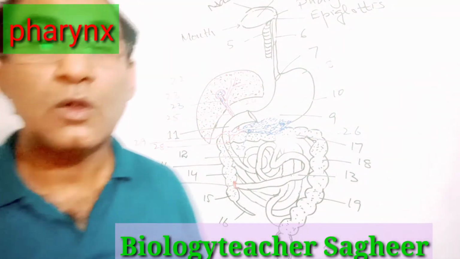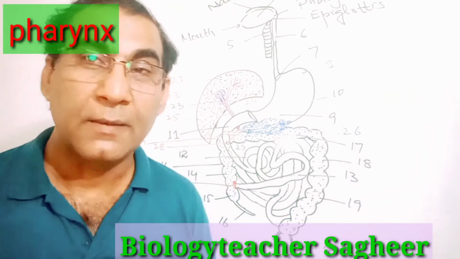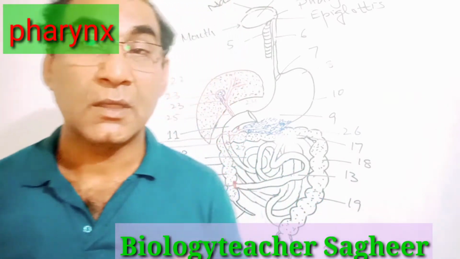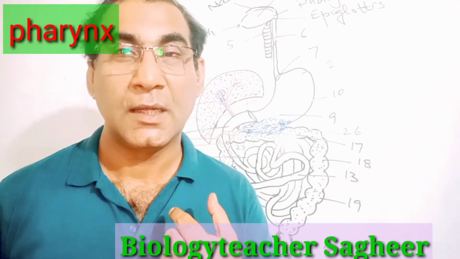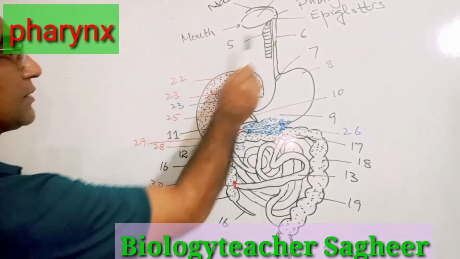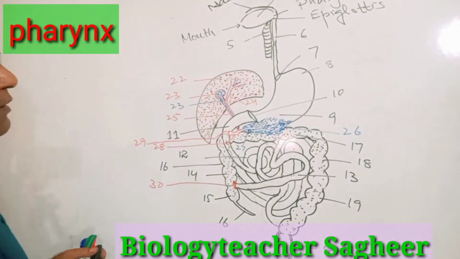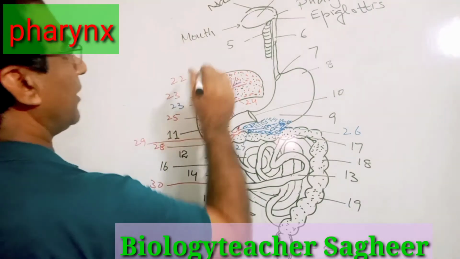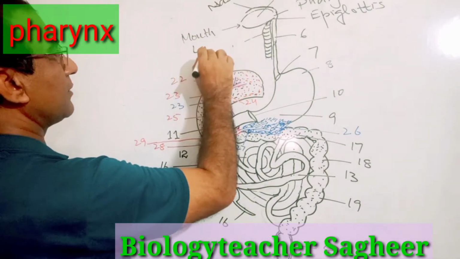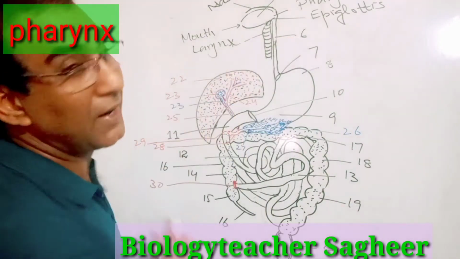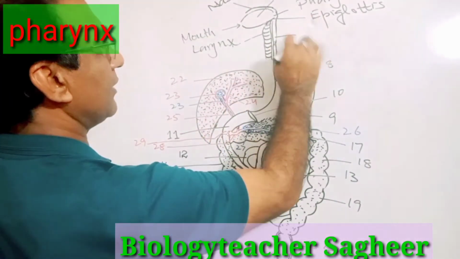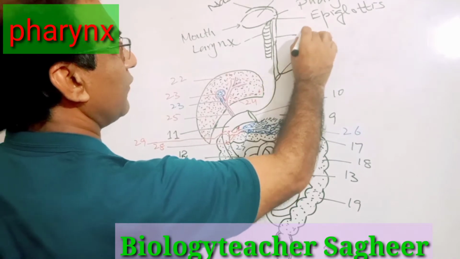Okay, epiglottis is that part of your body which doesn't allow the entry of the food material into the glottis. Okay, this is larynx. Okay, fifth part is what? Larynx. This sixth part, this one is what? Esophagus.